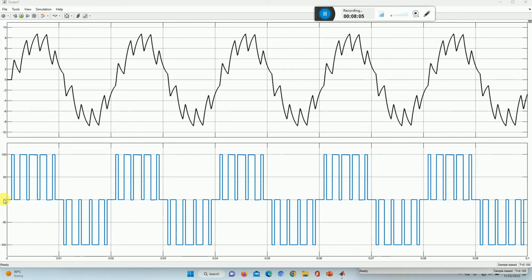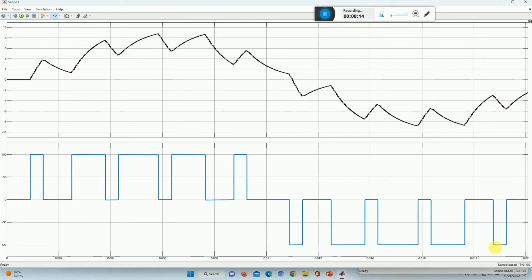Overall, this is 1 cycle from here to here. Let me just zoom in on 1 cycle only. So this 0.01 is 180 degrees, and this 0.005 is 90 degrees. Till 90 degrees, in the quarter wave, how many switchings are we getting? 1, 2, 3, 4, 5. So we are getting 5 switchings in the quarter wave. That's a point to understand.